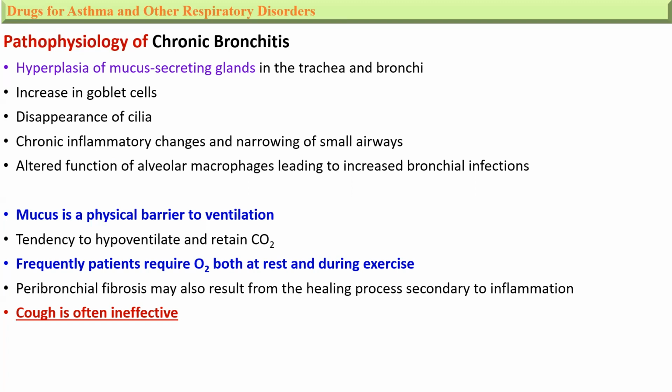Cough is often ineffective to remove secretions because the person cannot breathe deeply enough to cause airflow distal to the secretions. So cough is not effective in removing or mobilizing the secretions from the pulmonary tree or bronchioles.